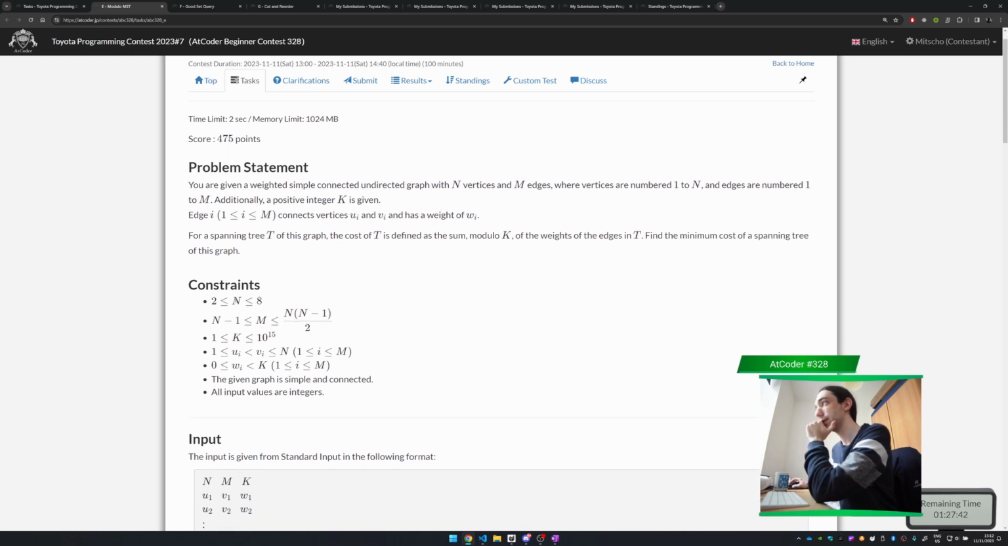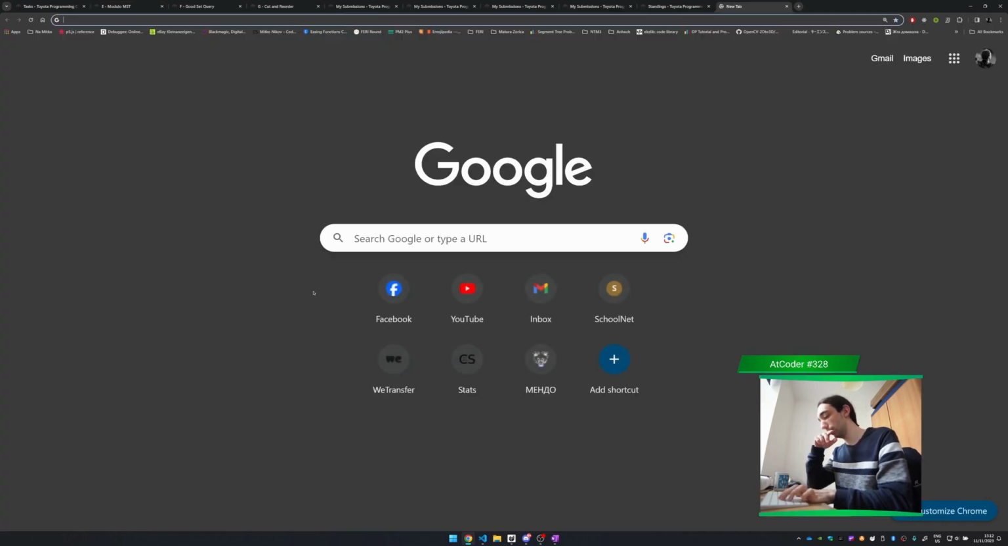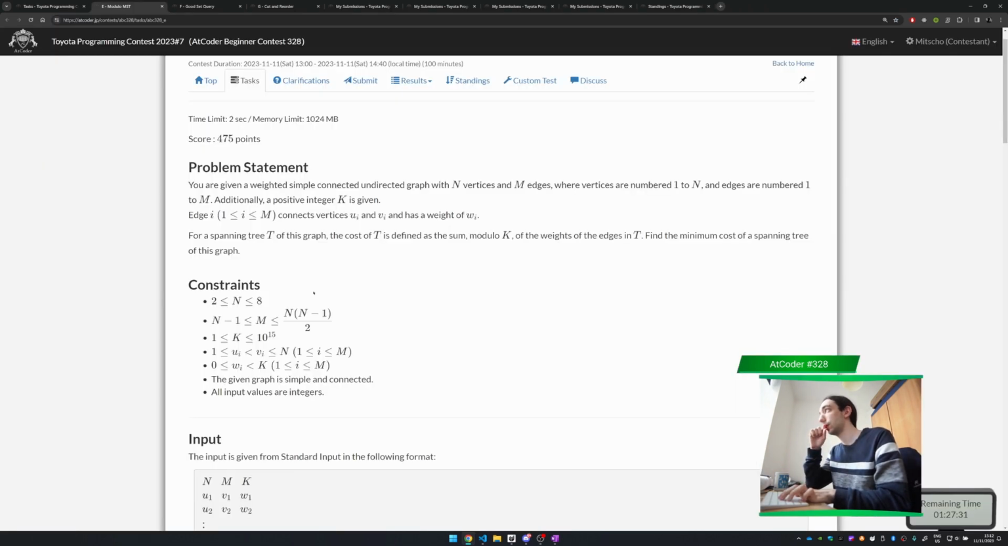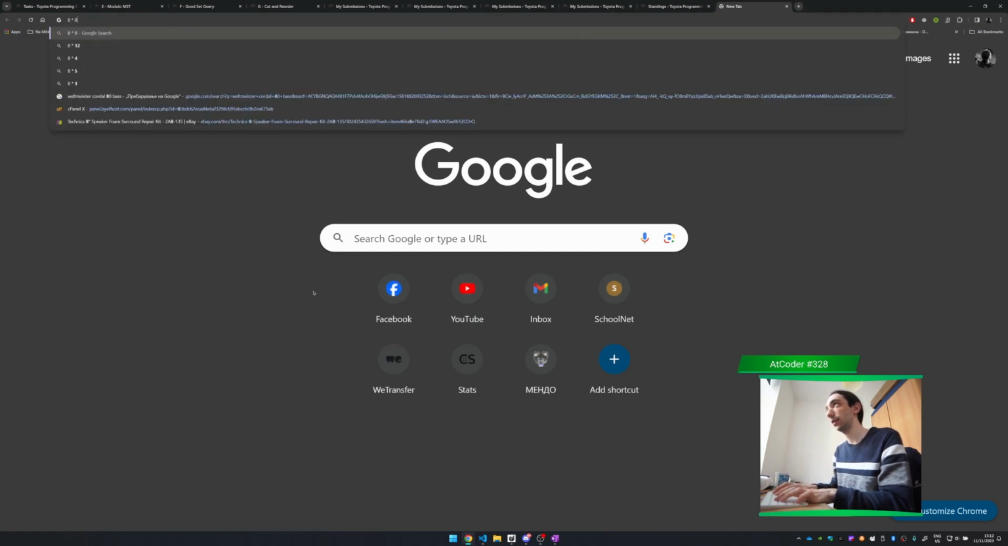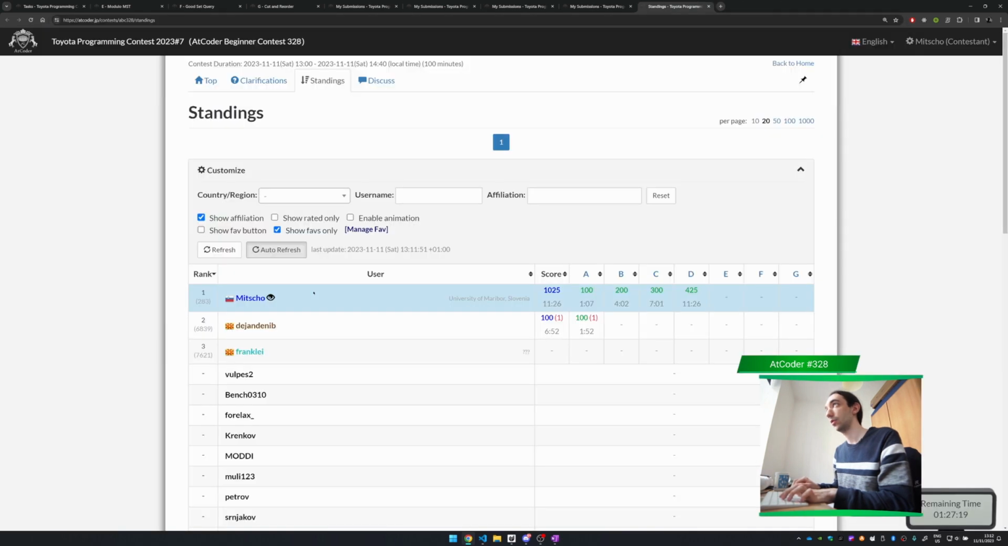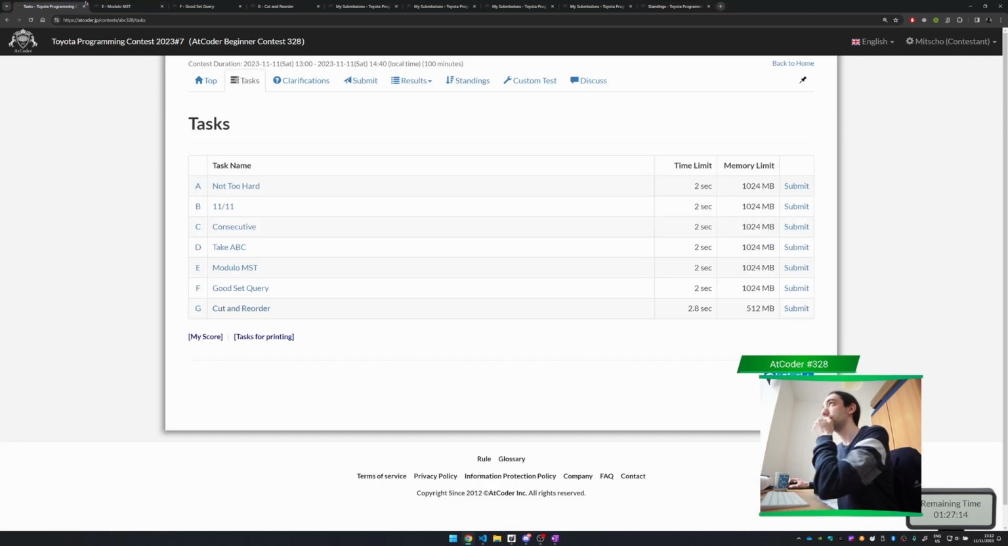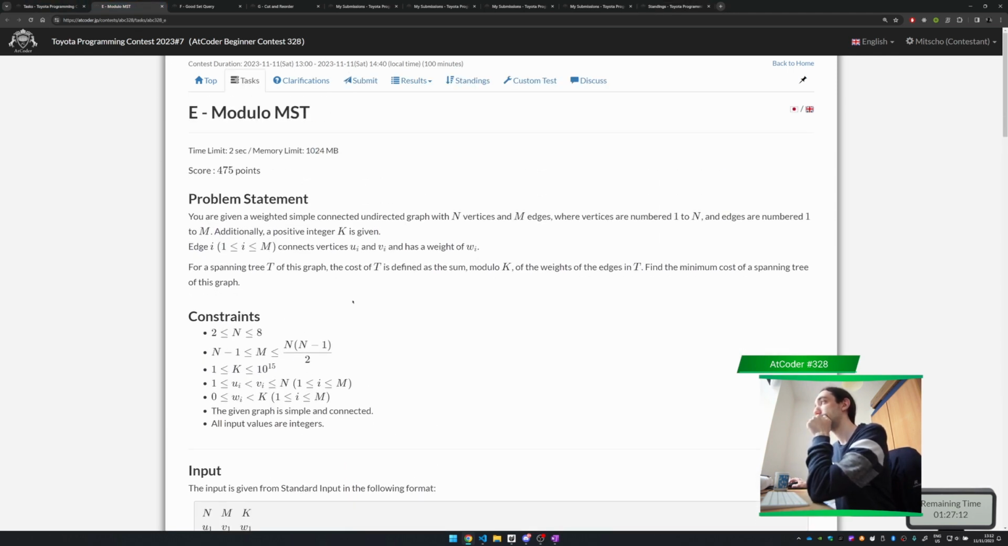Because there's a small amount of nodes, there are 8 times 7 divided by 2, which is 28 edges. 2 to the 28 is a lot, so there's no way of doing this.